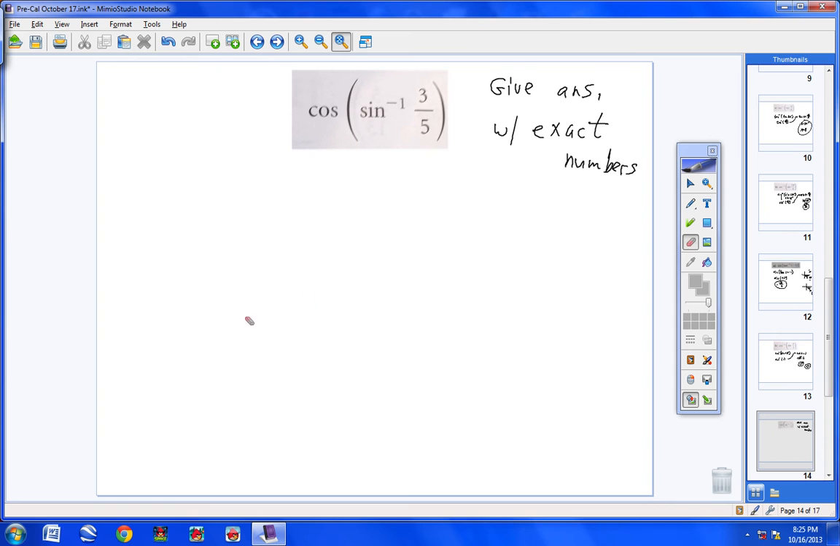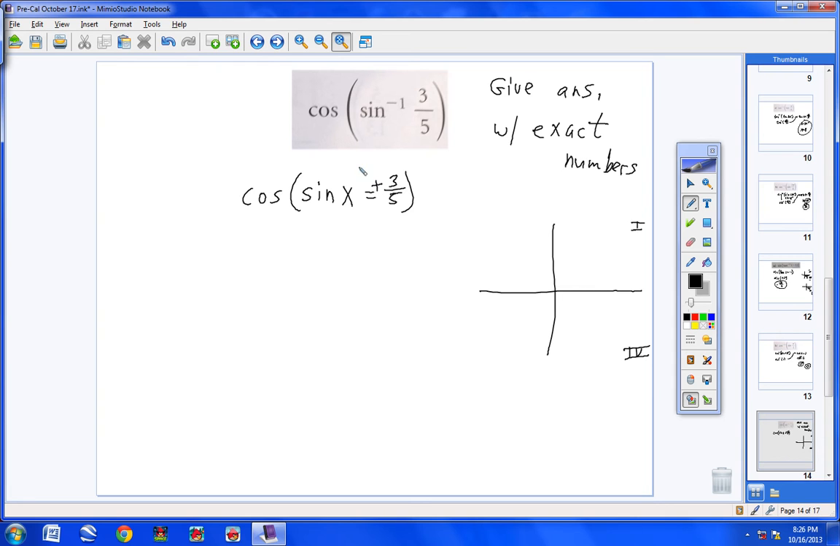As soon as I throw those wonderful words at you, and be sure to write this in your notes, give answer with exact numbers, we're going to have to work on this a little bit. First, let's do what I've taught you and rewrite your inverse trig function as an equation. So sine of some angle equals 3/5. Notice that 3/5 is positive, so we know we're going to be dealing with the first quadrant. Remember, whenever it's an inverse sine, we're either in the first quadrant or the fourth quadrant, nowhere else. So I'm going to go ahead and draw my triangle.